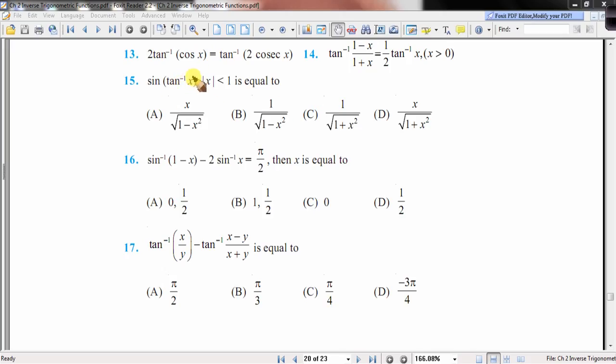The 13th question is: find the value of x. I need to solve this equation. 2 tan inverse of cos x is equal to tan inverse of 2 cosecant x.